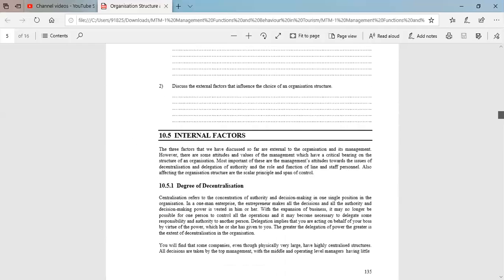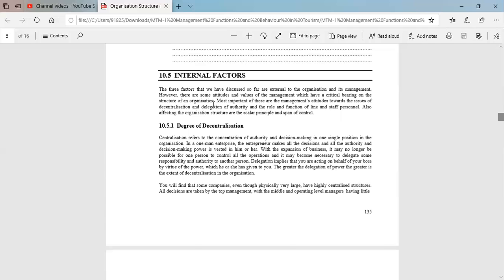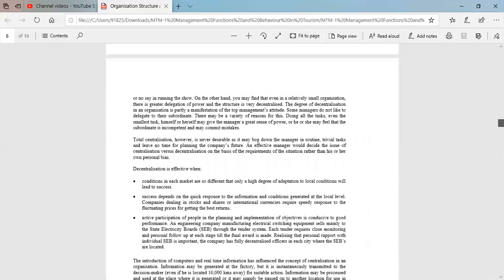Now internal factors. Internal factors means what is your organizational idea. Degree of decentralization first. Centralization means the power is concentrated at the center, so decentralization means the power is given to the lower levels. It means anti-centralized: you do not exercise the power, rather you transfer it to your subordinates. If you have decentralization, you have a vast structure of employees.